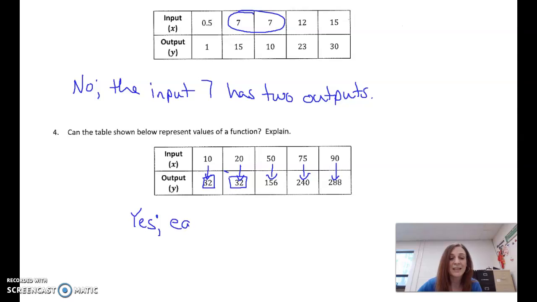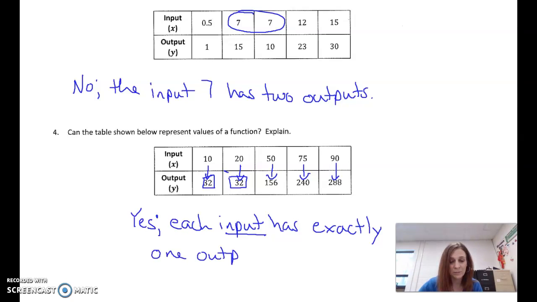And we're just going to say each input has exactly one output. So again, we're talking about the inputs here. Okay, each input has exactly one output. That's okay. So when identifying functions, just really focus on the inputs, okay? One input can't get 2 different outputs, okay? Because the definition of function says each input corresponds to exactly one output.